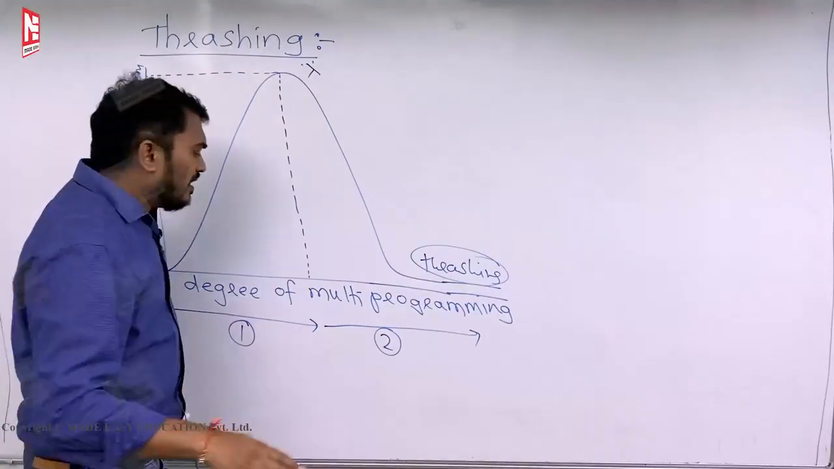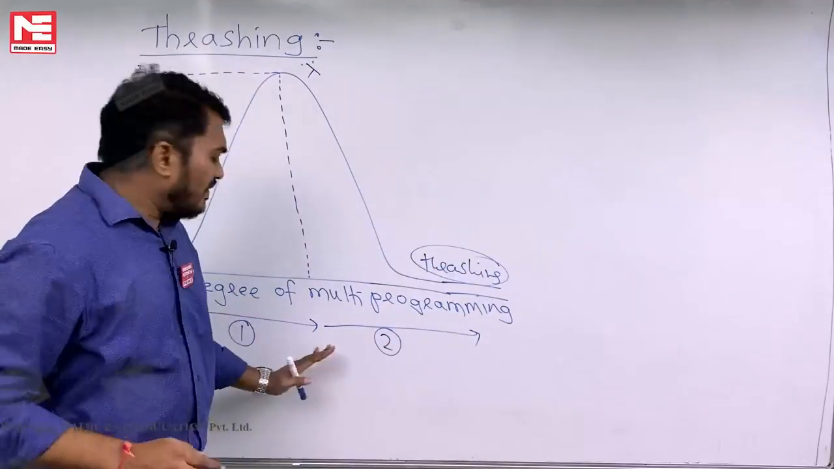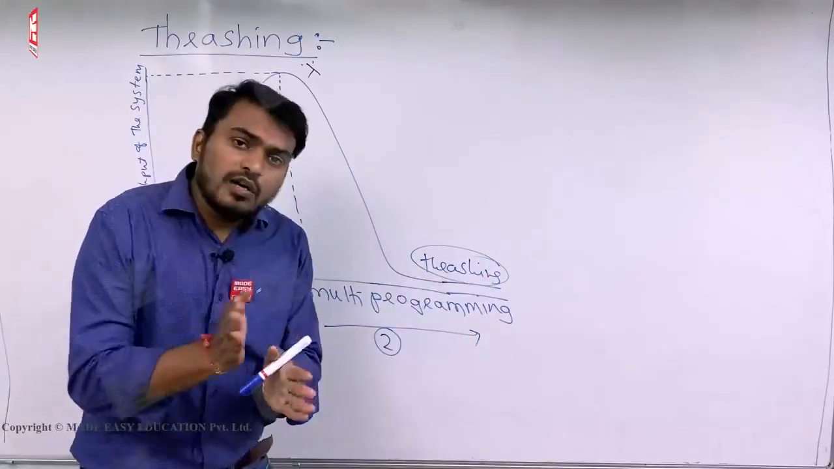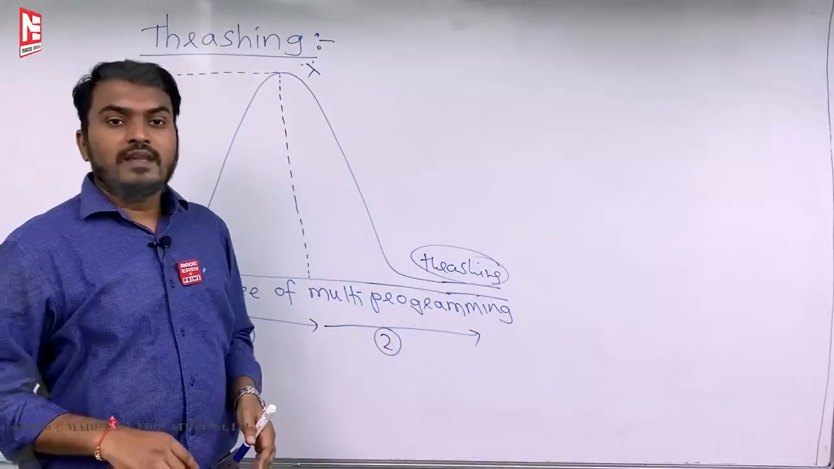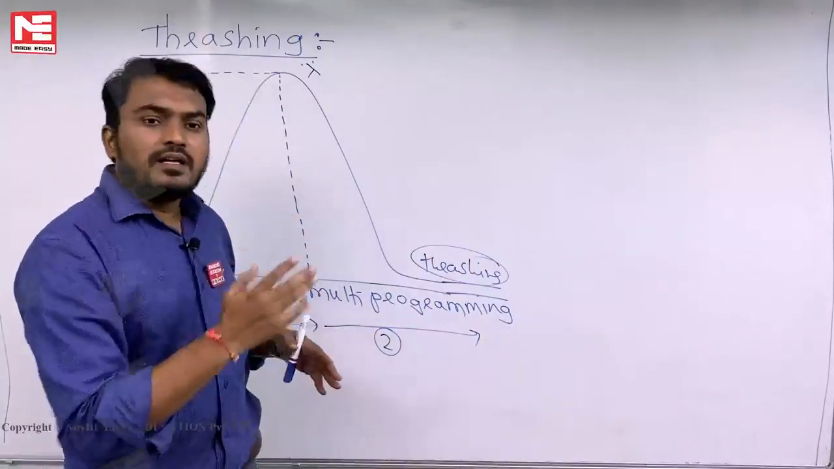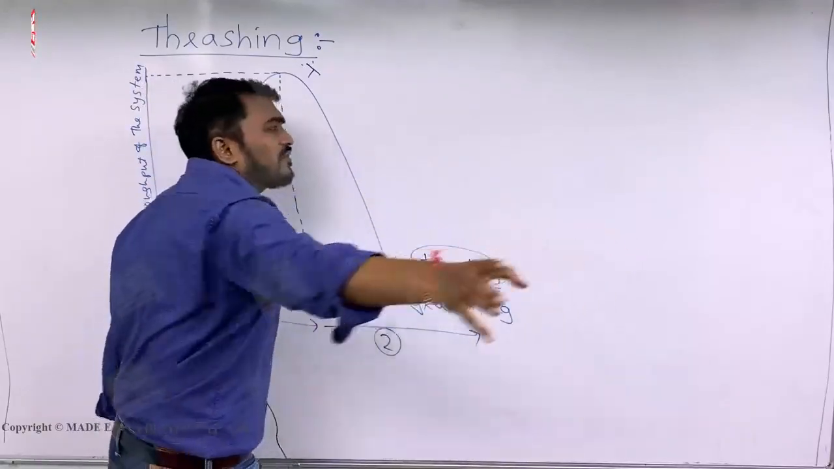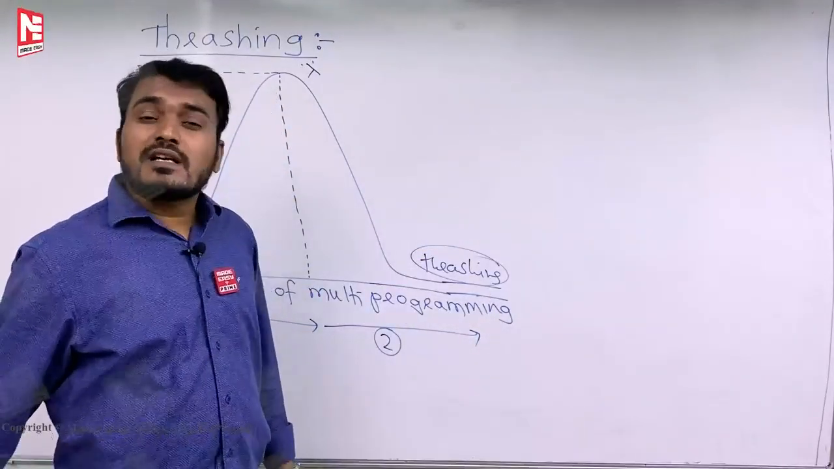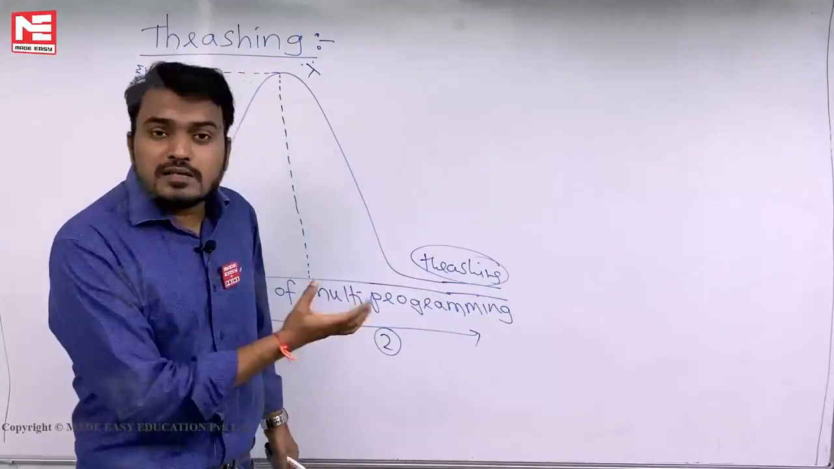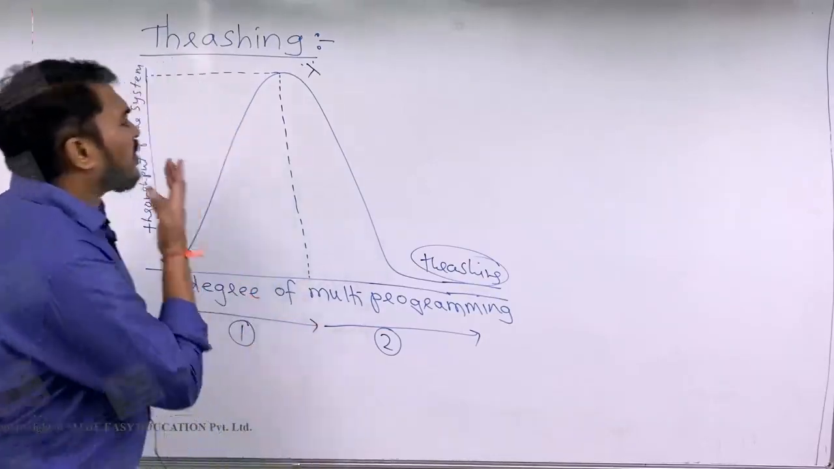But remember, if I further increase the degree of multi-programming, इसका मतलब क्या होता है? If you are bringing more number of processes into the memory, और बहुत सारे process को memory में अभी भी ला रहा है, then what happens? The throughput of the system will drastically fall down. And this situation in the system is called as what? Thrashing.